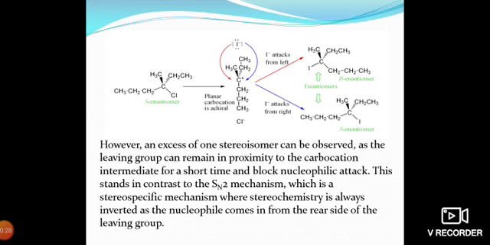In this, the first step is the elimination of the leaving group. Cl is eliminated to form a carbocation. That carbocation is sp2 hybridized and a trigonal planar molecule. This trigonal planar molecule has two ways for the nucleophile to attack, from front side or back side. Then it forms two enantiomers, that is known as a racemic mixture.